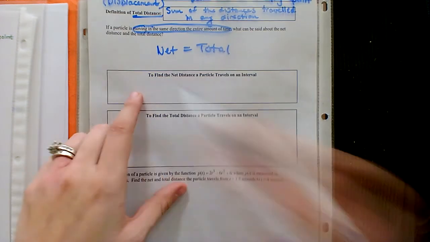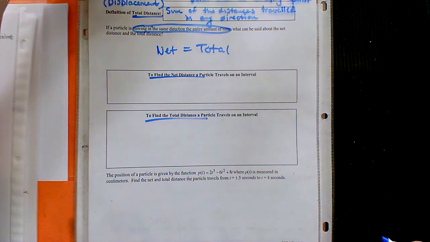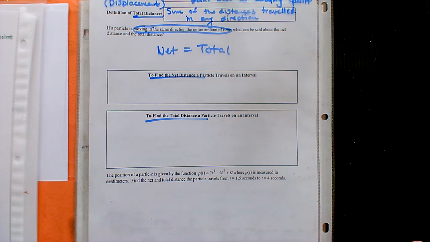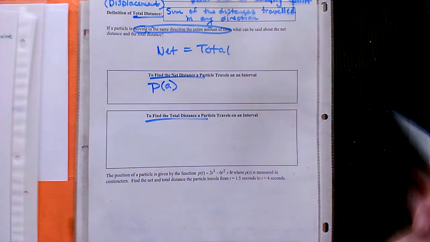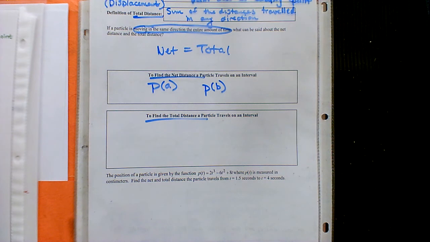So let's go ahead and think about how we can find net distance, how we can find total distance, at least mathematically. So we said it's the distance between the beginning point and an ending point. In terms of our particle motion functions, position, velocity, acceleration, of the three, which one would give us a point location? Does position tell us location, velocity tell us location, acceleration tell us location? Position. Okay, so we need the position at a beginning point, maybe we'll label that A. We need the position of the ending point, maybe B.